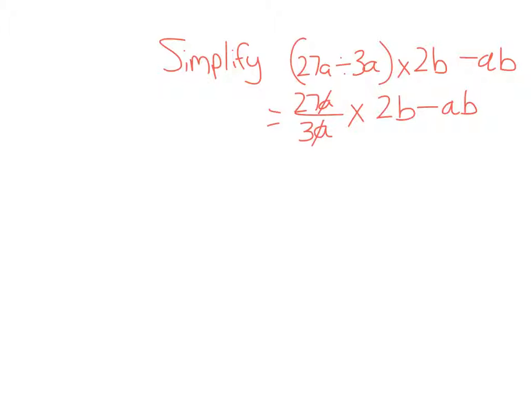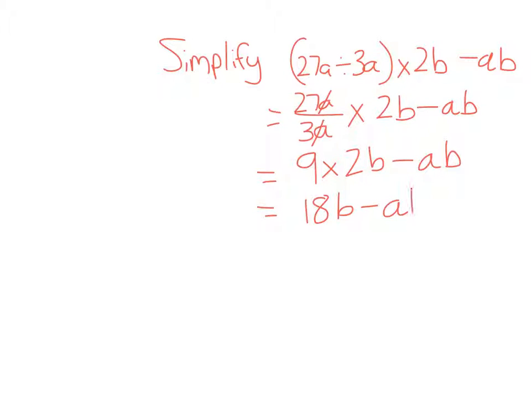So of course, 27 divided by 3 is 9. So we have 9 times 2b minus ab. Order of operations, I do the multiplication first. And I have 18b minus ab. And of course, I can't simplify any further because this term and this term are not like terms. One has an a, one doesn't. So that's as far as I can simplify.